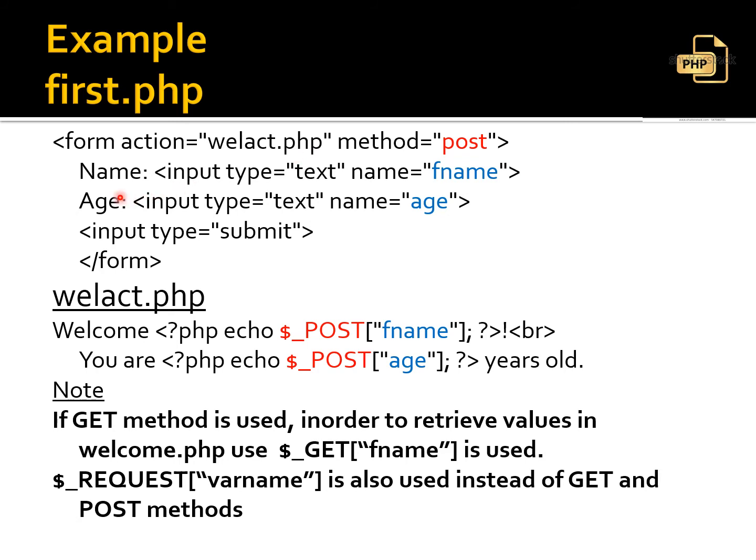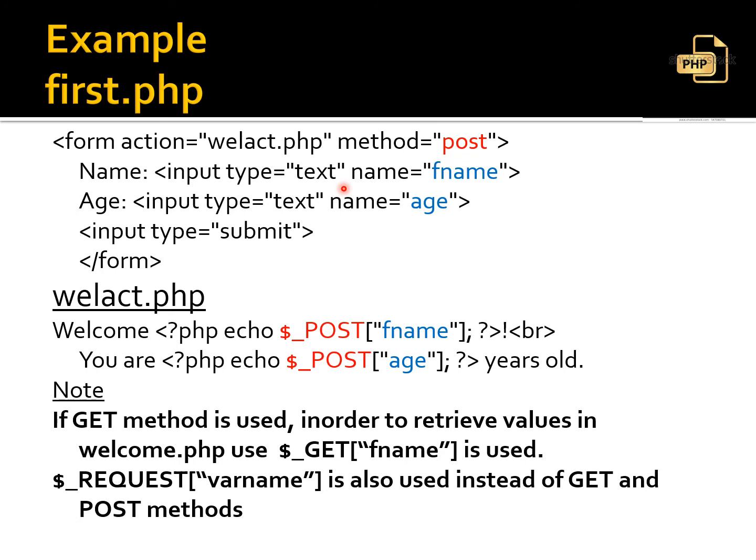Then inside the form we have a label, name. There will be a text field: input type is equal to text, name is equal to fname. After that, age: input type is equal to text, name is equal to age. Then input type is equal to submit. Then the closing form tag. So in the web page we have a form containing input boxes for entering the name as well as age, and it will contain a submit button.